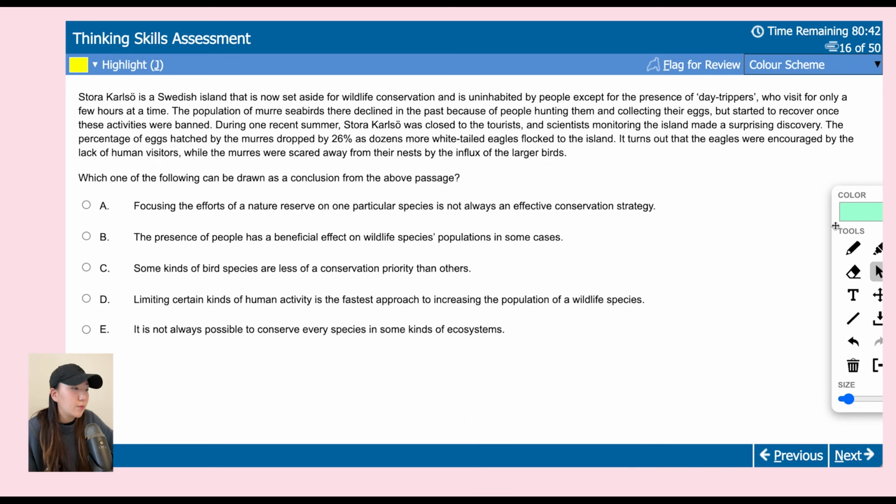Another draw conclusion question. We seem to have quite a few of those in this paper. So again, we want to read through, make sure we've understood what we're looking at, make sure we've understood the topic, and then hopefully confidently choose which of these sentences works for us.